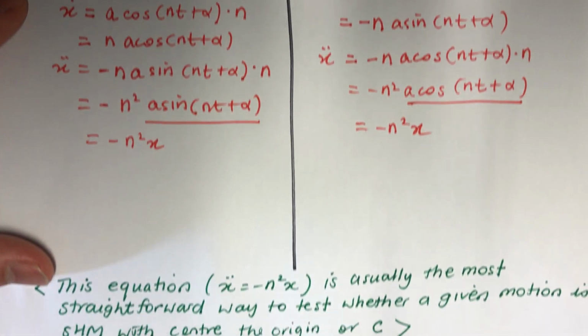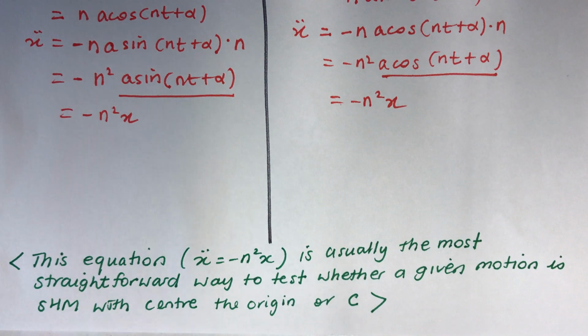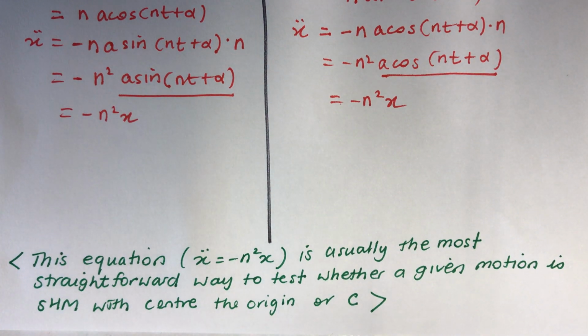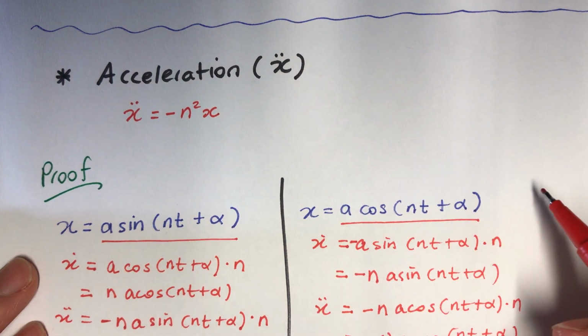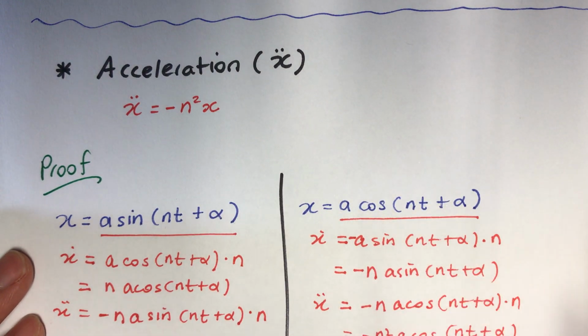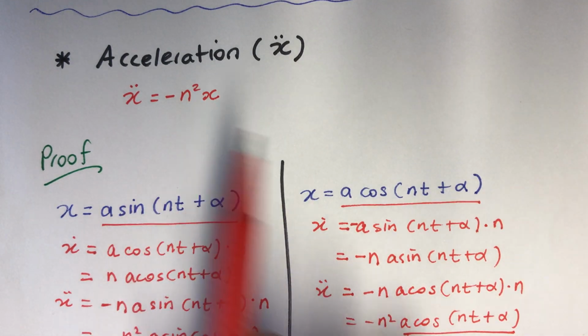Okay, now just a little note: this equation, the acceleration equals minus n squared x, is usually the most straightforward way to test whether a given motion is simple harmonic motion with center the origin, or C. Okay, so when we have a C here, it doesn't really matter because when you differentiate, it will disappear. So you still get this expression.